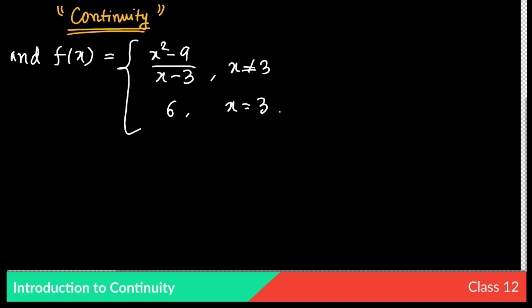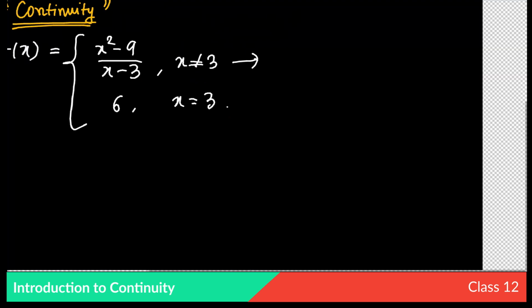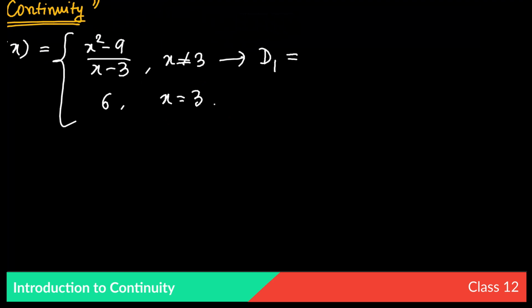So the domain for the first function, D1, that is (x² − 9)/(x − 3) when x is not equal to 3, is R minus {3}, since it is given that x is not equal to 3. For the next one, which is 6 when x equals 3, the domain has only one point, that is 3. So the second is a singleton set.